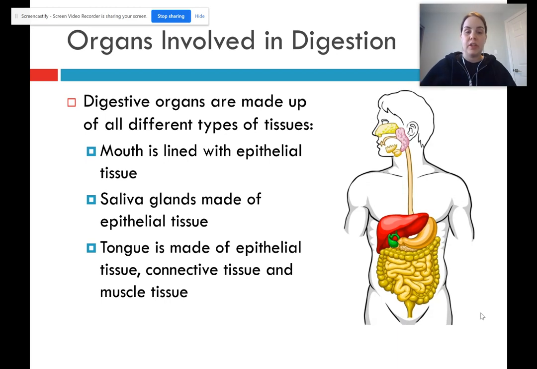So, we're going to first talk about digestion a little bit. Digestive organs are made up of all different tissue types. Your mouth, even though you think of it as being on the inside of your body, is really considered the outside of your body, because everything outside your body, like your skin, is considered the outside, as well as the tube that goes through your body from your mouth down to where you excrete your waste. So the tissue on the inside of your mouth is still considered epithelial tissue. You have saliva glands that are made of epithelial tissue. Your tongue is a great example of something that's made of a number of tissues: epithelial tissue, connective tissue, and muscle tissue. So there are all these different organs and parts of your digestive system that are great examples of all of the different tissue types we learned about last week.